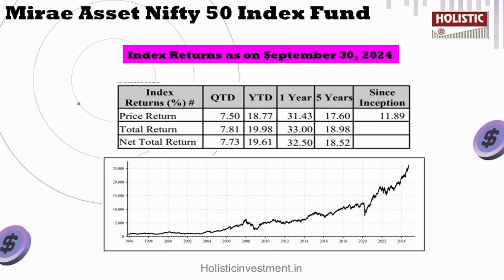Now, as you can see from the data gathered, as of September 30, 2024, the index has produced a return of 32.50% in 1 year. In 5 years, it has produced a return of 18.52%. And since inception, you can see it has produced a return of 11.89%. From the graph represented here, you can see that compared to the short-term period, in the long-term period it has consistently performed well.